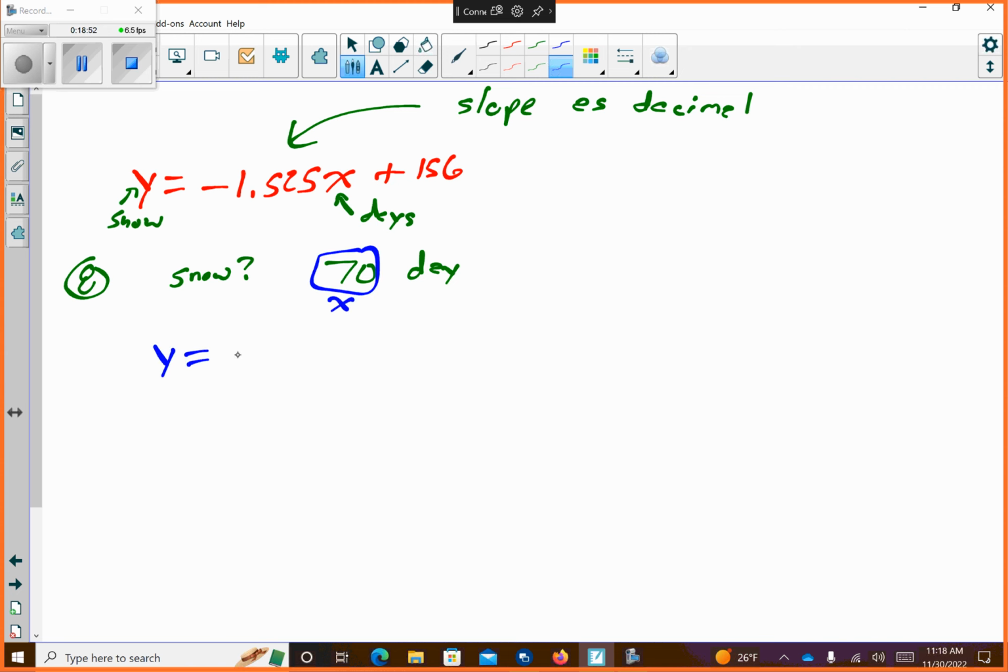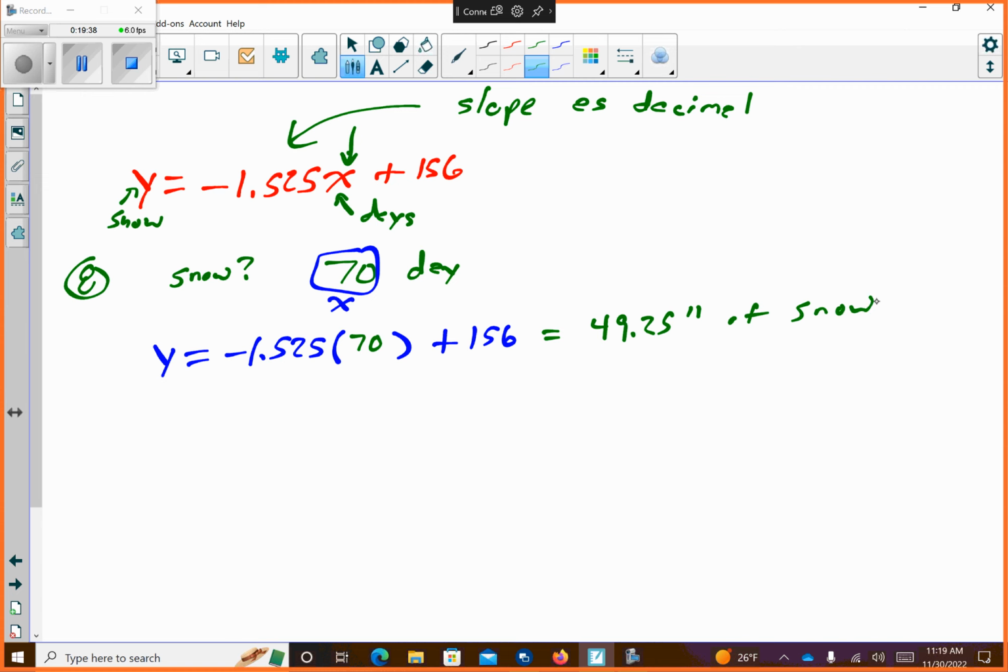I'm going to go y equals -1.525. I'm going to put parentheses there for a second. What used to be where those parentheses were? What used to be there on the top equation? Used to be x. And now I'm going to replace that with 70. And then I get to use the calculator because we're allowed to use the calculator. So this is going to give me 49.25 inches of snow.